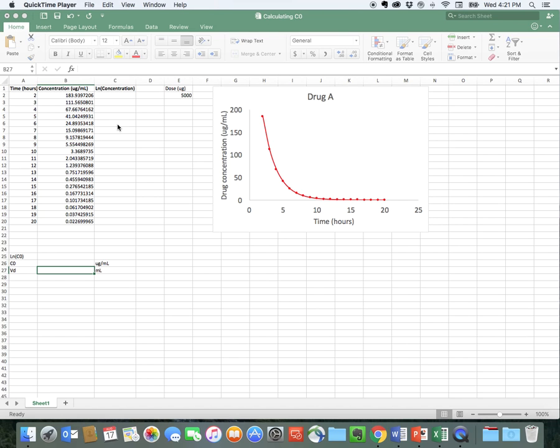In the first module, we introduced the pharmacokinetic parameter of volume of distribution, and we said that this is the parameter that relates the total amount of drug in the body with the concentration of that drug that we measure in the plasma sample.